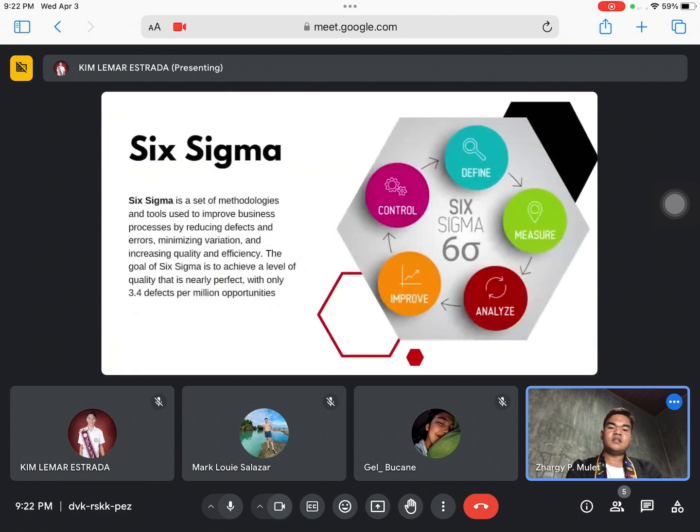Next is 6 Sigma. It's a set of methodologies and tools used to improve business processes by reducing defects or errors, minimizing variation, and increasing quality and efficiency. The goal of 6 Sigma is to achieve a level of quality that is nearly perfect, with only 3.4 defects per million opportunities.